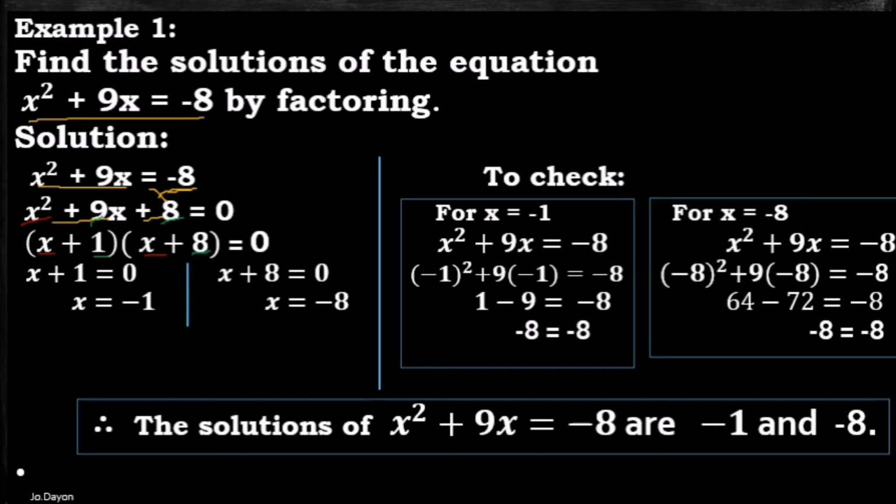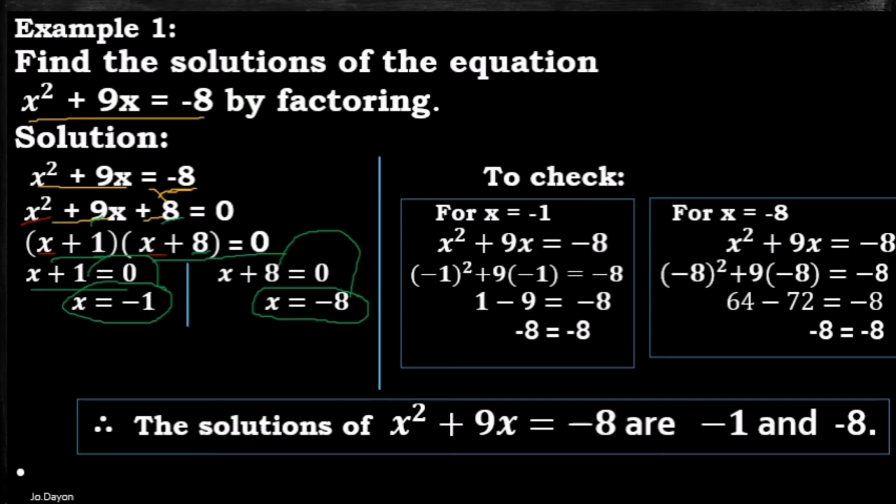Next, we are going to equate its factors with 0. So we have here x plus 1 equals 0. Then x plus 8 equals 0. Solve for x. So we have 1, transpose to the other side of the equation, it becomes negative 1. Then x plus 8 equals 0. To solve for x, transpose 8 to the other side, it becomes negative 8. So we have now x equals negative 8.